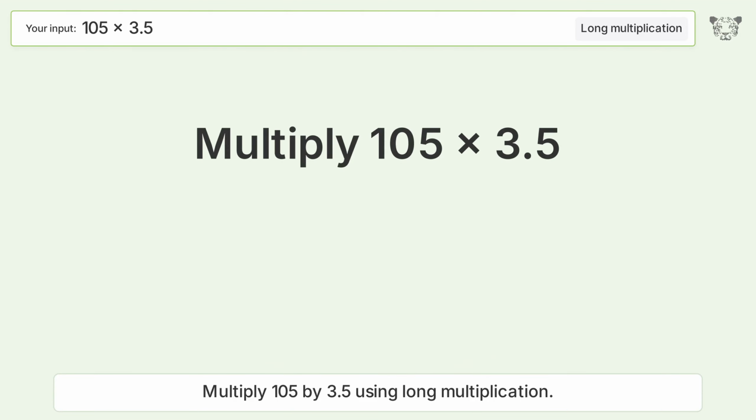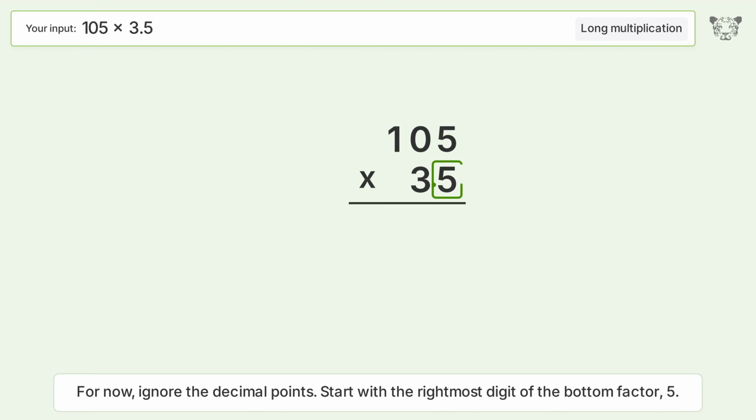Multiply 105 by 3.5 using long multiplication. For now, ignore the decimal points. Start with the rightmost digit of the bottom factor.